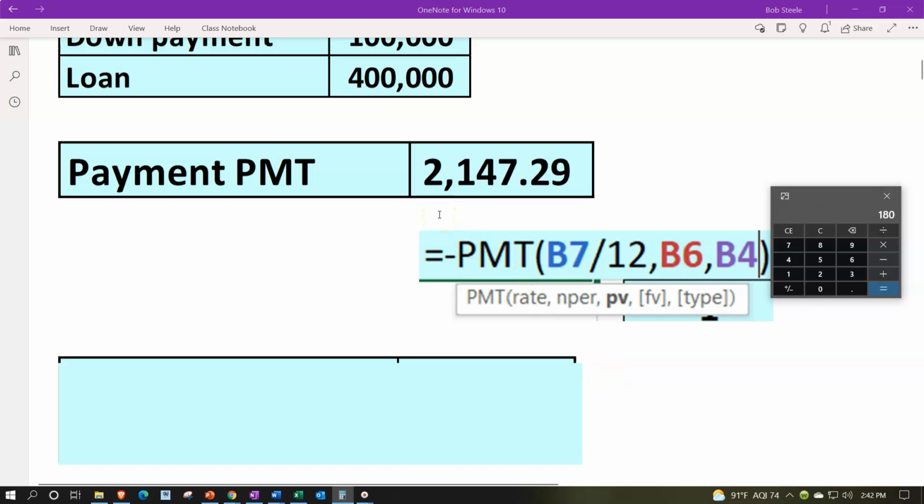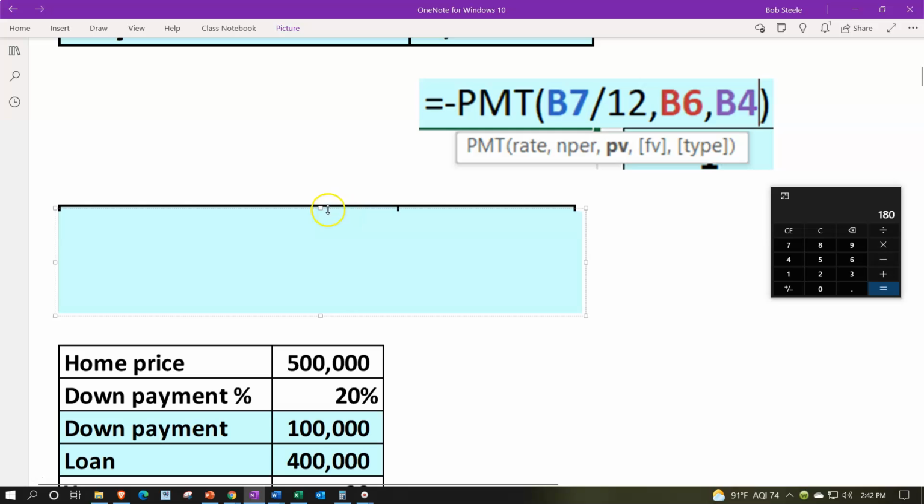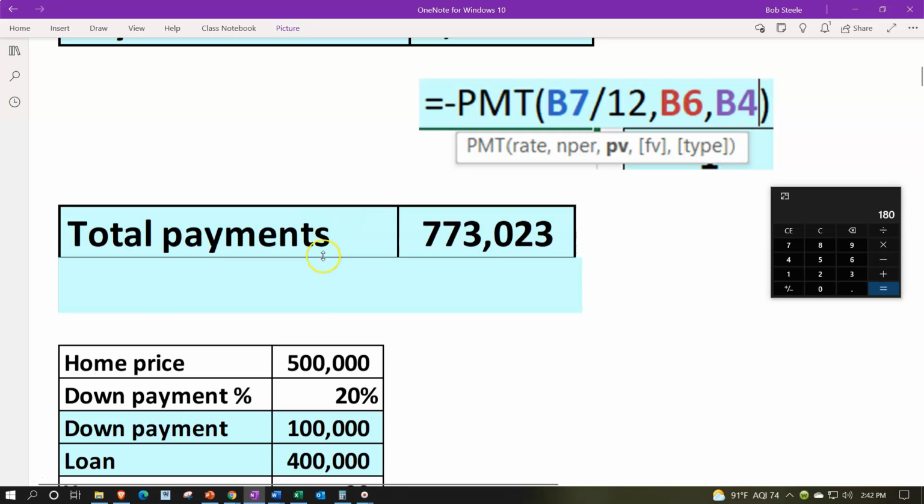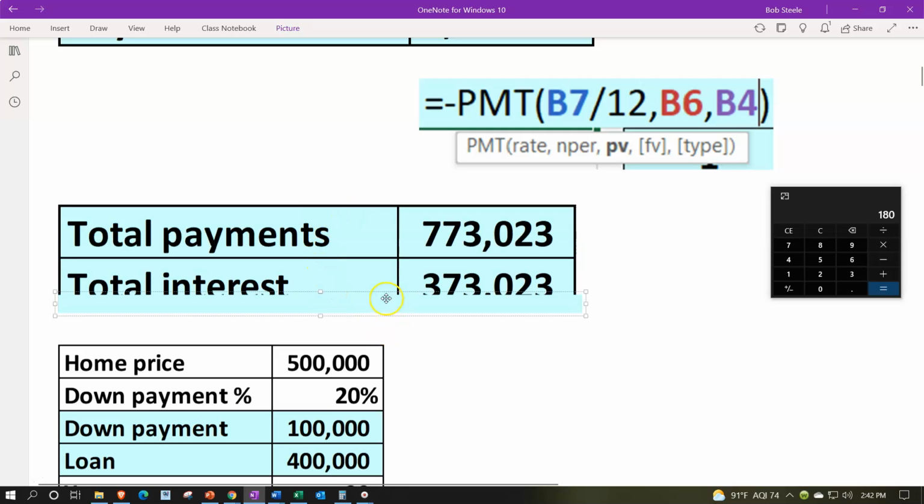That gives us then the 2147.29. Note that this is a rounded number because it might not be even in this calculation, but we're going to round it to two pennies, so 2147.29.